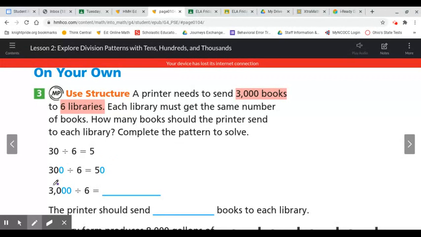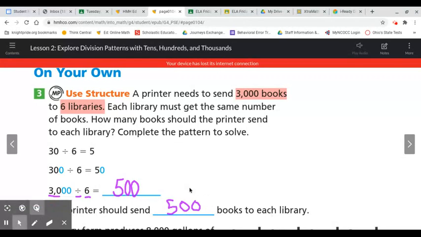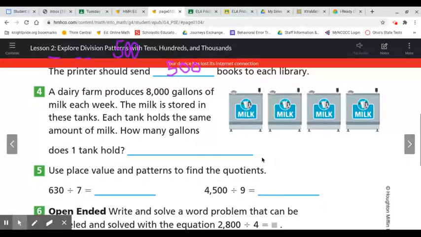So finally, we're down to 3,000 divided by 6. We have the same basic fact, 30 divided by 6, and 30 divided by 6 is 5. But we don't just have 30, we have 3,000 with 2 more zeros. So I'm going to take those zeros and put them at the end. And that tells me that 3,000 divided by 6 equals 500. So the printer should send 500 books to each library. Okay? I'm going to continue on to question number 4.